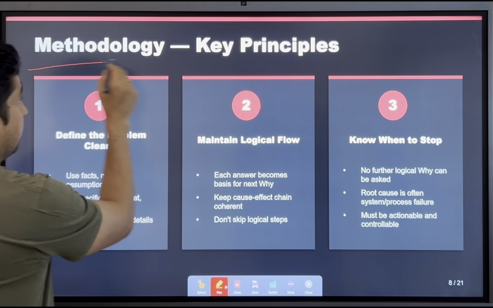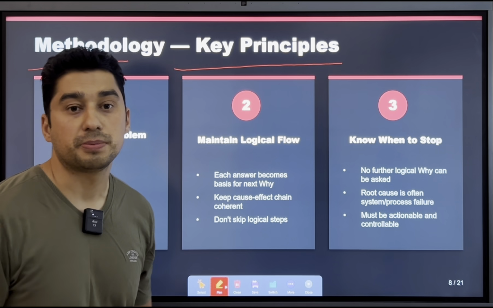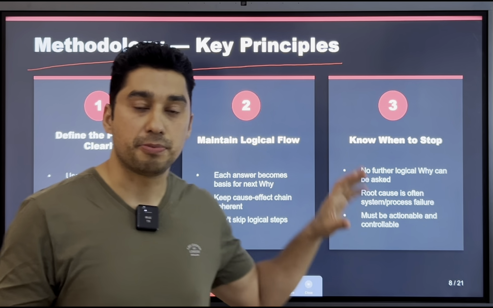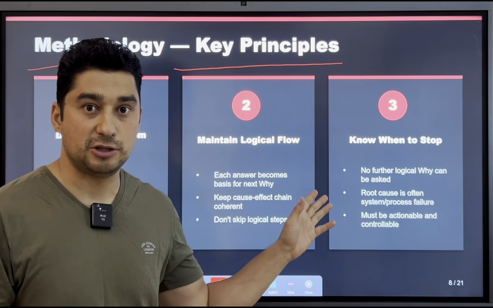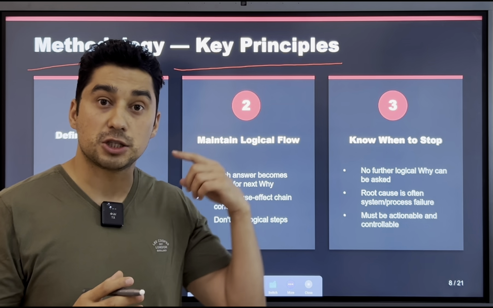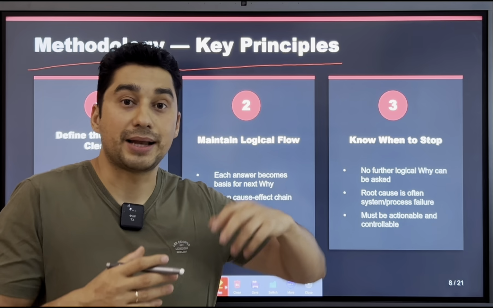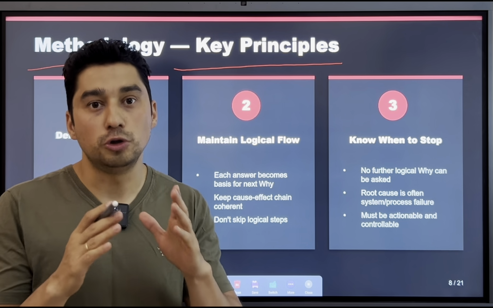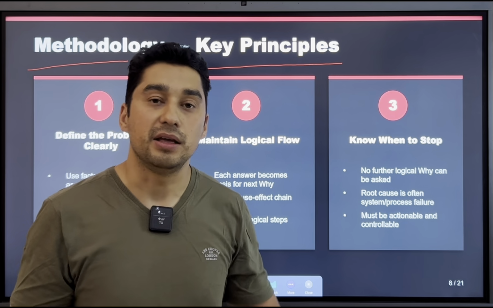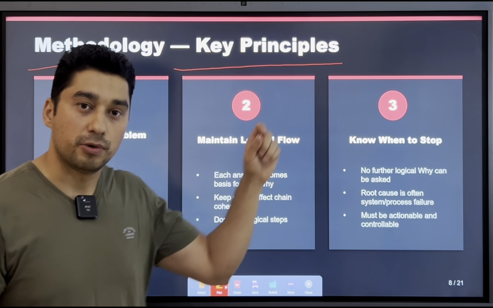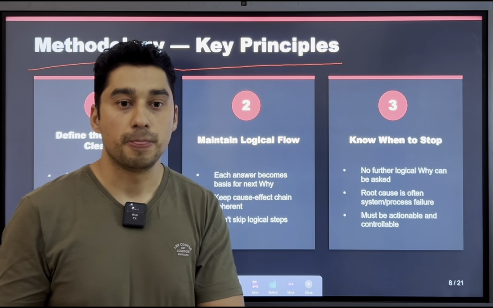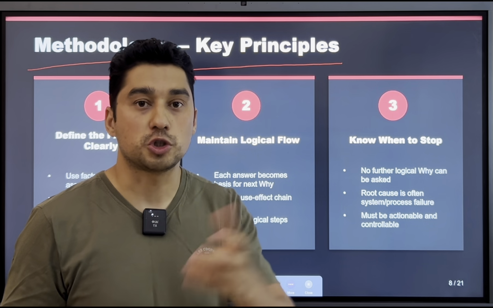Here, methodology, key principles. There are 3 key principles that must be followed when you are using the 5 Why analysis. First, define the problem clearly, as we discussed earlier. Then, no assumptions. Do not assume anything. Don't say yes, this could happen, or maybe this might happen. Okay, don't make any assumptions. Second, maintain the logical cause and effect flow. What is the cause? What is the effect? The same flow you have to follow. Third, know when to stop.